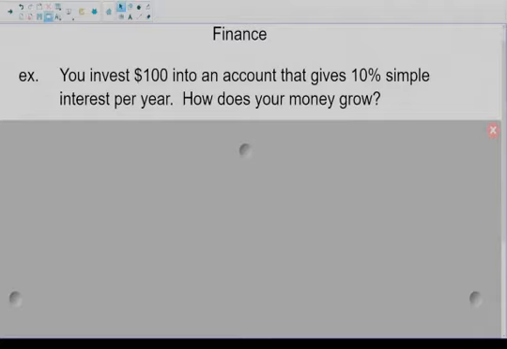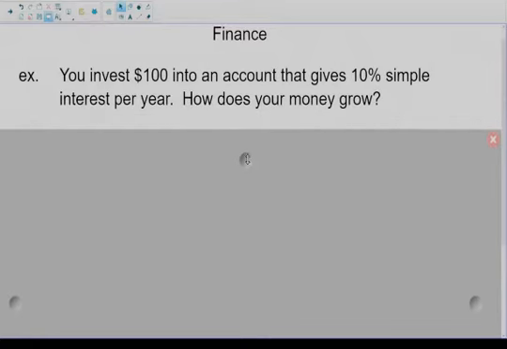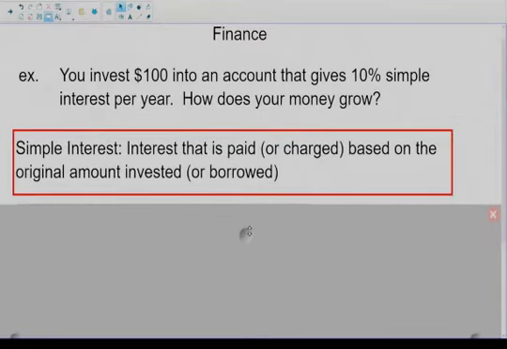Well, the first thing we need to discuss is, what do I mean by simple interest? Simple interest is interest that is paid or charged based on the original amount invested or borrowed. So oftentimes there are going to be two different scenarios in finance. Either you're going to be investing money or you're going to be borrowing money. And interest basically works the same way for both.